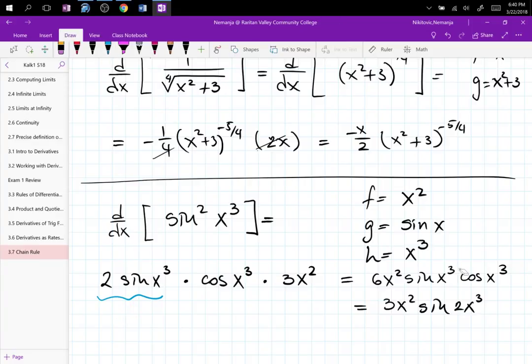Well, it's better this way. F prime of g of h. And then this guy over here is g prime of h. And this guy over here is h prime.